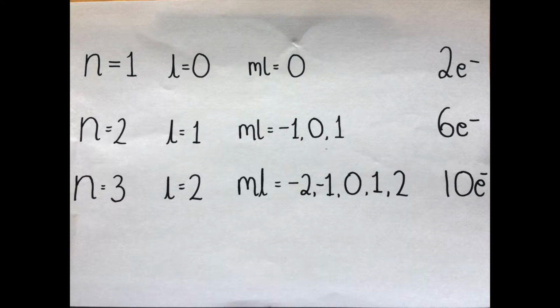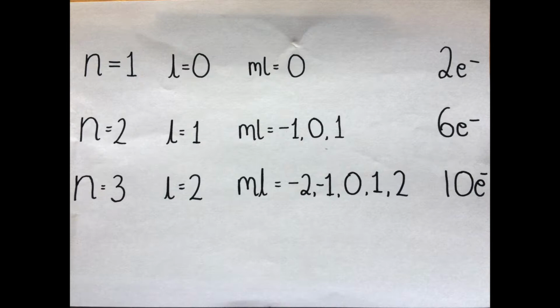If we take the shell n equals 3, the fact that n equals 3 means that L can be 0, 1 or 2. Each value of L has its own ML values. When L is 0, ML must also be 0, so we know again there is only one s orbital that holds 2 electrons. However, when L equals 1, the value of ML can be -1, 0 or 1.